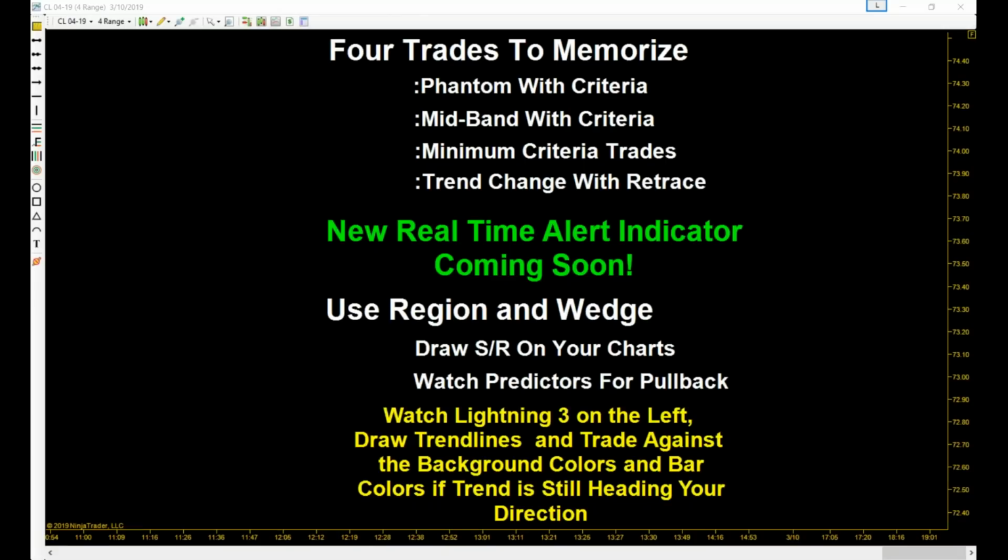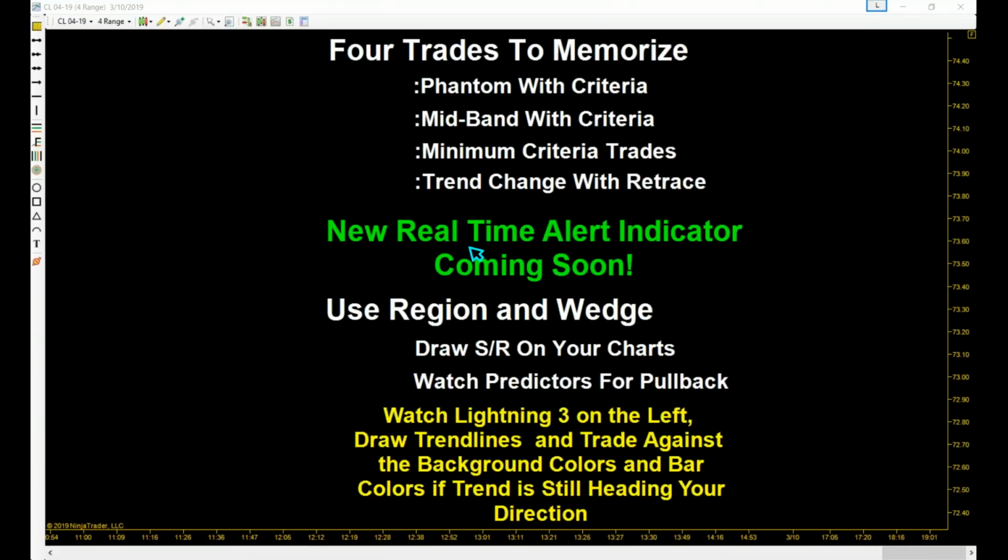And the 4 trades to memorize is pretty easy. The phantom with criteria, and this is very important when I say with criteria, because a phantom is not a phantom unless it's with a certain criteria. The mid-band with criteria, the minimum criteria trade, and the trend change after a retrace.